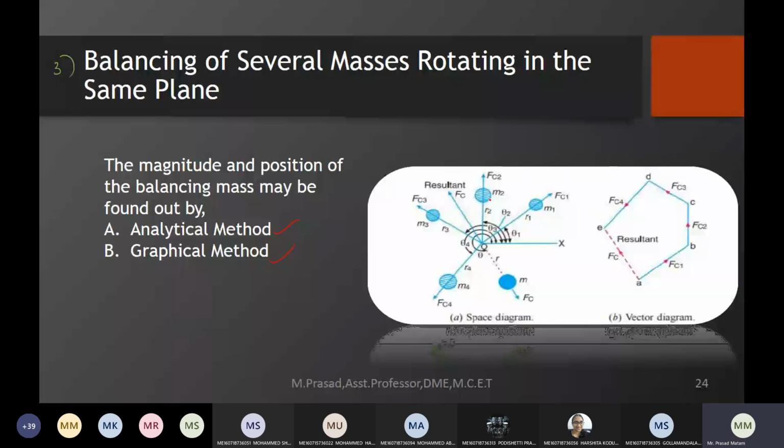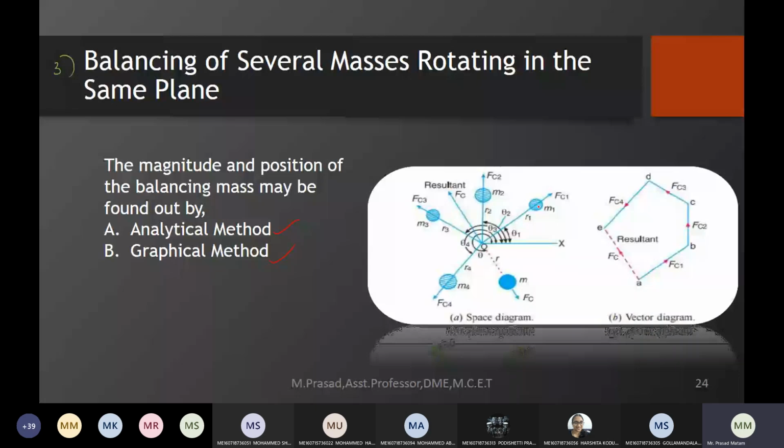Similarly, m2 is the second disturbing mass, located at radius r2. m3 is the third mass, located at radius r3. M4 is the fourth mass, located at radius r4. So I have four different masses, meaning several masses rotating in the same plane. These four masses, M1, M2, M3 and M4, are my disturbing masses. These four masses are to be balanced with the help of a single mass M.